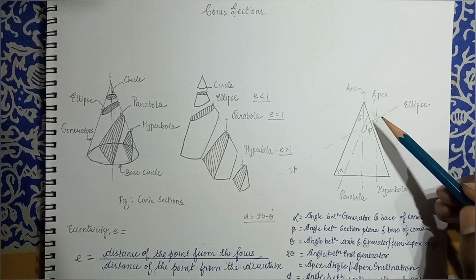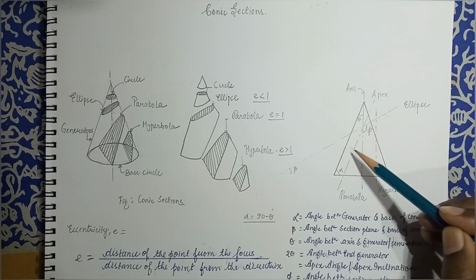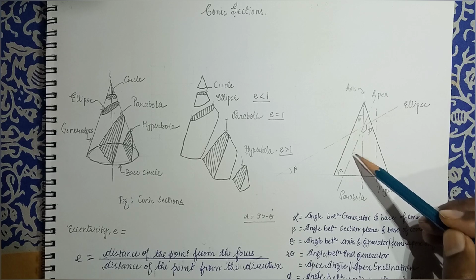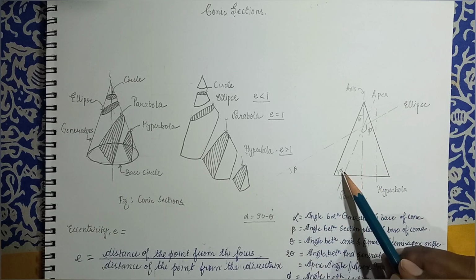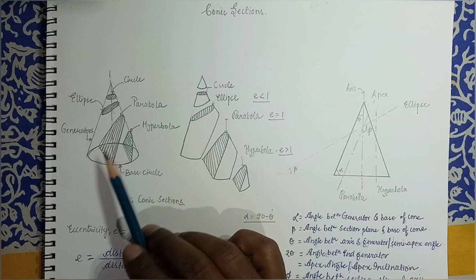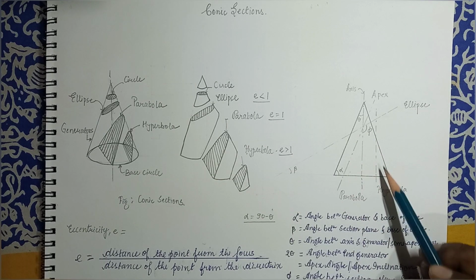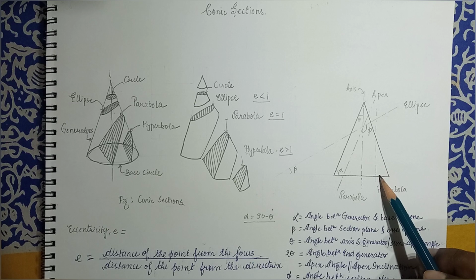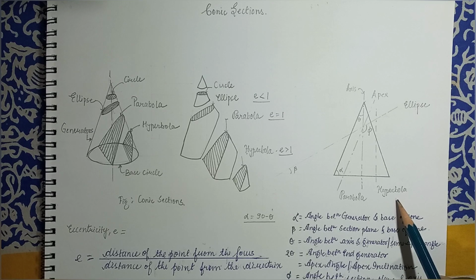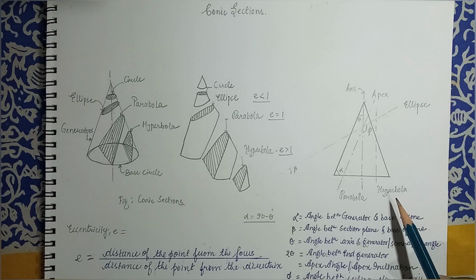Second condition, when the section plane is parallel to the end generator, alpha is equal to beta. So the section obtained is a parabola. And the third condition, when the section plane is parallel to the axis or it is making a certain angle, that angle beta is greater than alpha. In that case, we get a hyperbola, right? So these are the conic sections that are obtained.